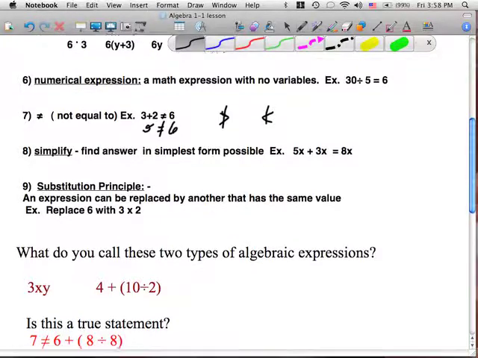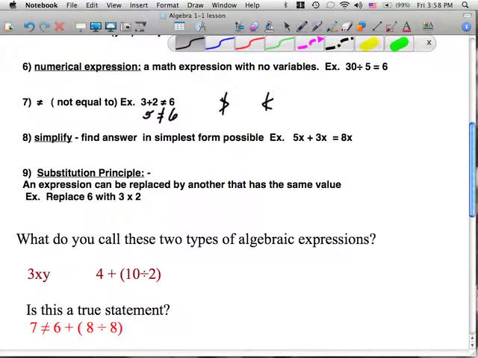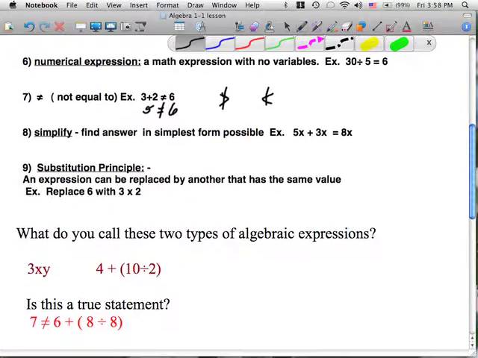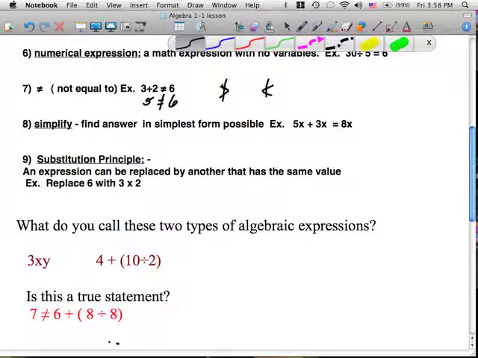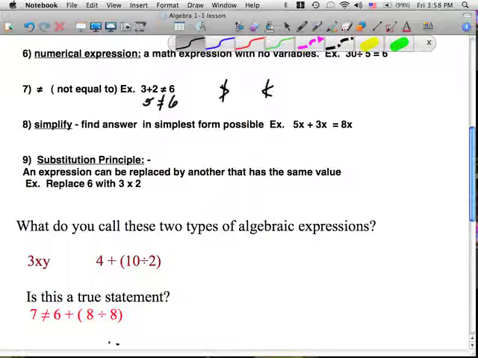The substitution principle sounds formal, but it's something you've been doing in math since you've been able to count. If I had 1 plus 1, I could say 2, and that's the substitution principle. I replace 1 plus 1 with the number 2. So if you can replace any expression with an equivalent expression, that's using the substitution principle.